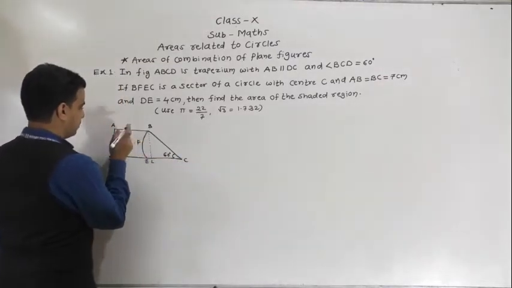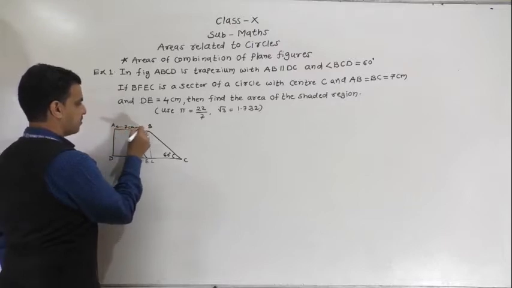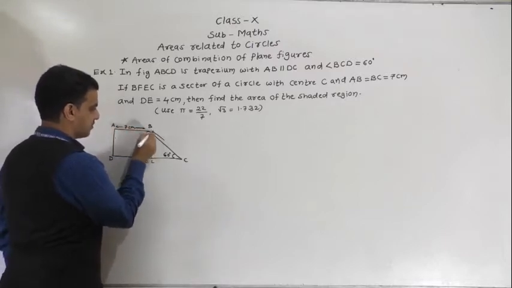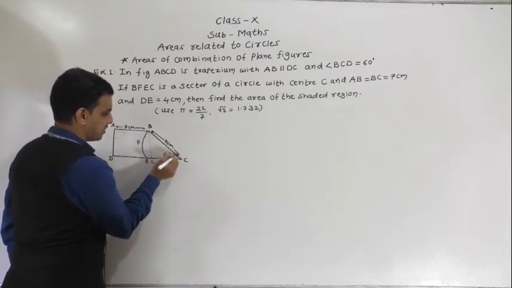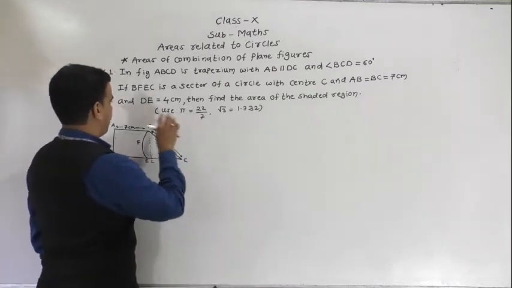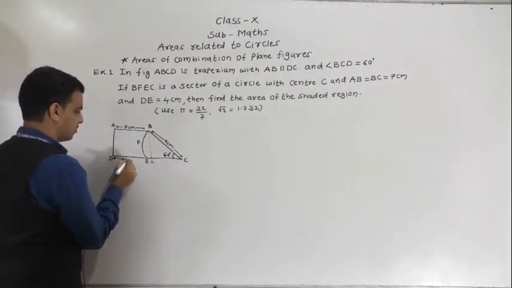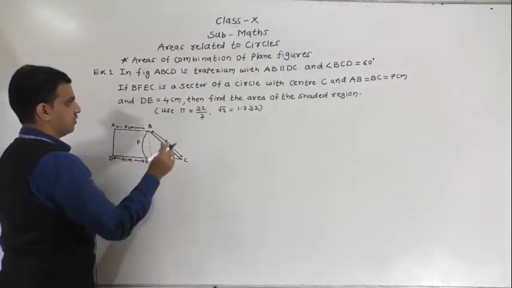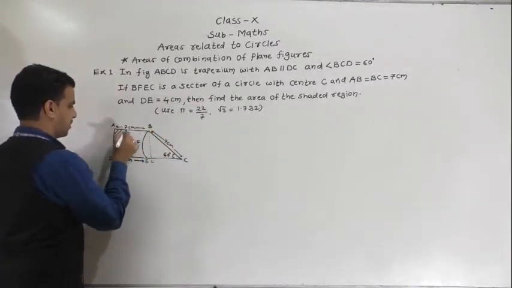What is given? AB and BC, these two are 7 cm, and DE is equal to 4 cm. Then find the area of the shaded region. This area is the shaded region.